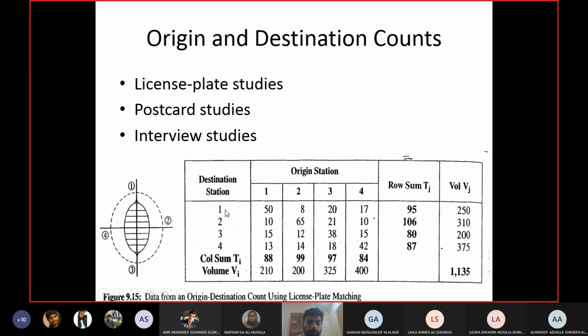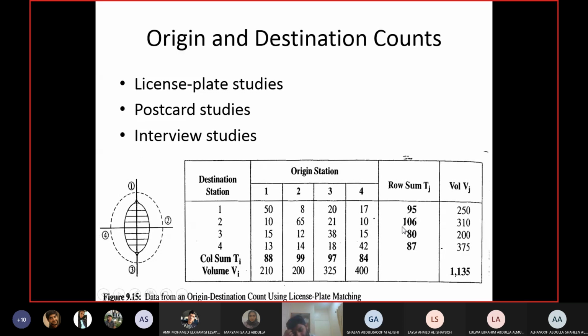If you want to find out how many people according to your study went into area 1, you will take the summation of the first row, which is 95. If you want to know how many people went into area 2 according to your study, then you take the summation of the second row, which is 106.